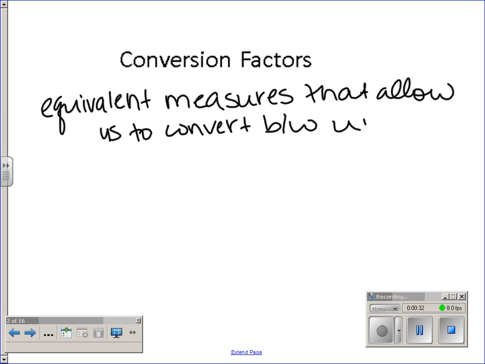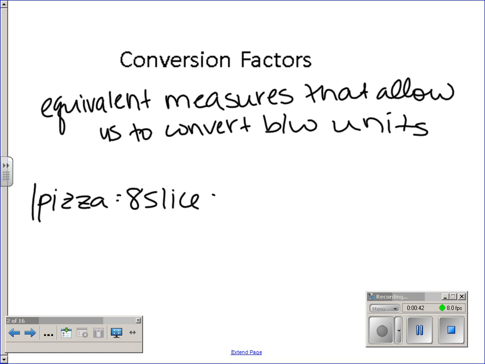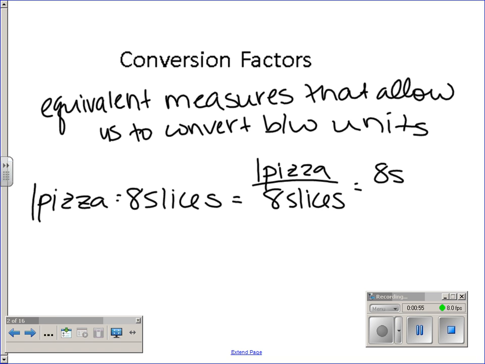So an example of a conversion factor would be one pizza has 8 slices. Okay, and I'm going to write that in terms of dimensional analysis over top. One pizza, 8 slices, or 8 slices for one pizza. Notice I can flip-flop where my values are, but my number and my unit never change. So one pizza will always go together, 8 slices will always go together.